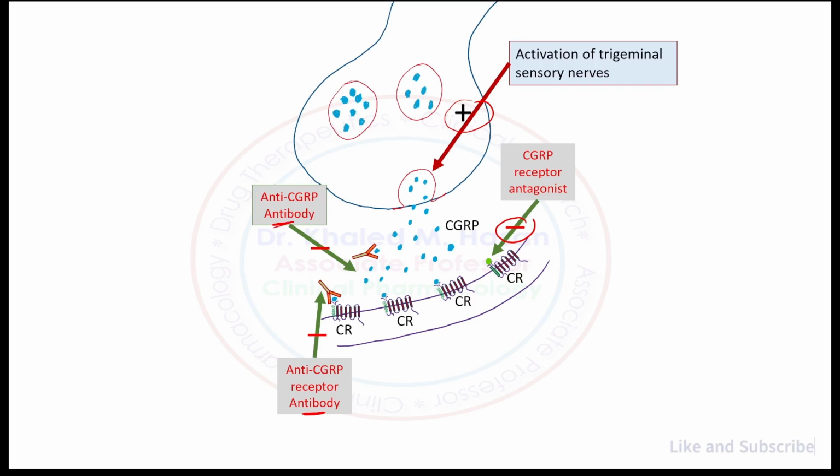We have antibody for CGRP. You can see here the antibody binds to the CGRP mediator in the gap. Or we have antibody that binds to the CGRP receptor. So we have two types of antibody. Number one, antibody that binds to the calcitonin gene-related peptide in the gap, to the peptide directly, or it could be antibodies that bind to the receptor and inhibit the receptor.